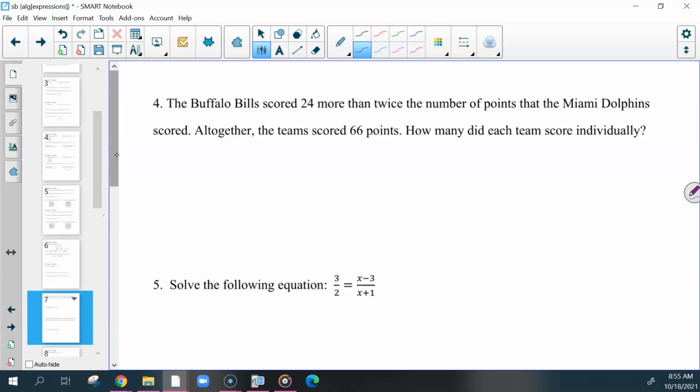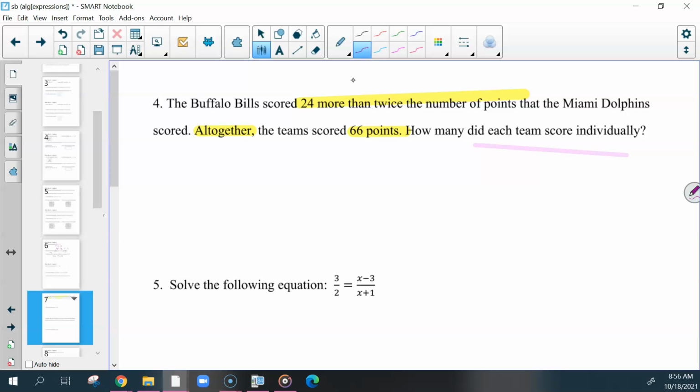For number 4, so this is like your career questions, all of those types of questions, where you'll have like 2 parts putting one into the other. So important things, the Buffalo Bills scored 24 more than twice the number of points. I would circle, highlight, underline this part. Also, altogether, they scored 66 points, and we're looking for how many did each score.